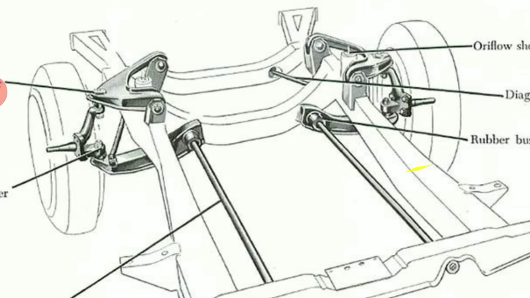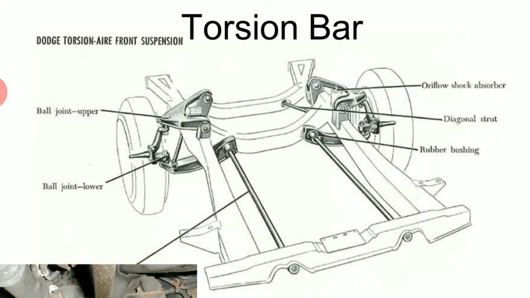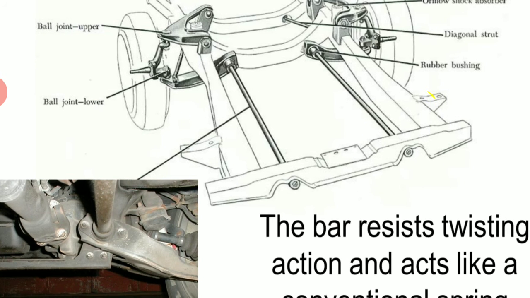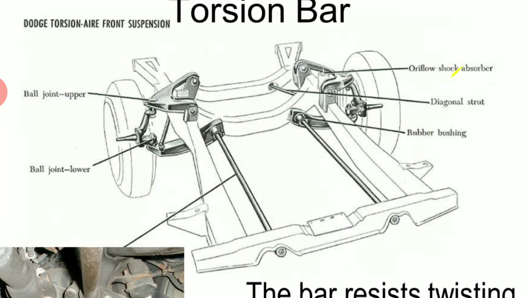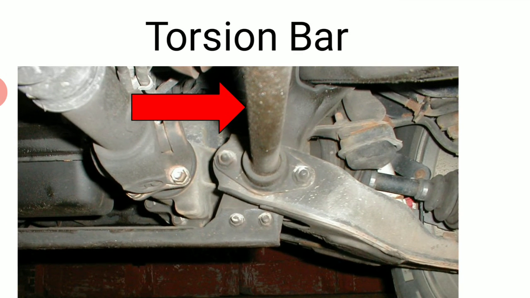How exactly is it provided? When bumping takes place, that shock will be taken by these two rods, and they will act as a spring. So that is what the torsion bar is. The bar has a twisting action. When the vehicle bumps, the twisting action takes place and acts like a conventional spring. As you can see here, this is exactly the torsion bar.